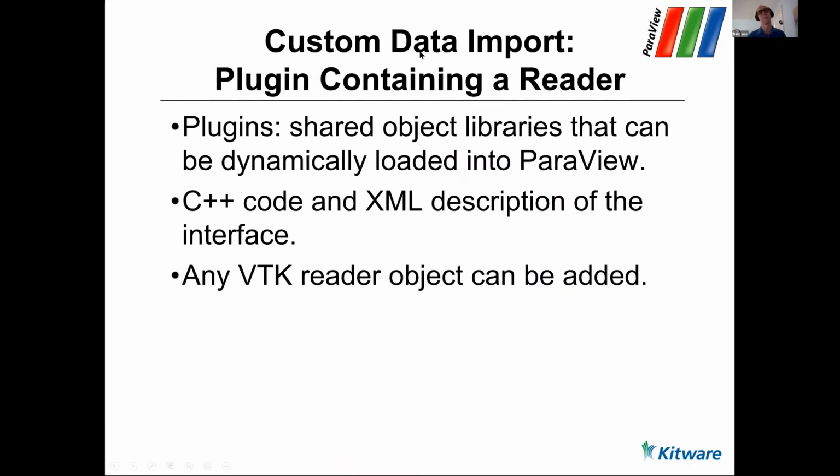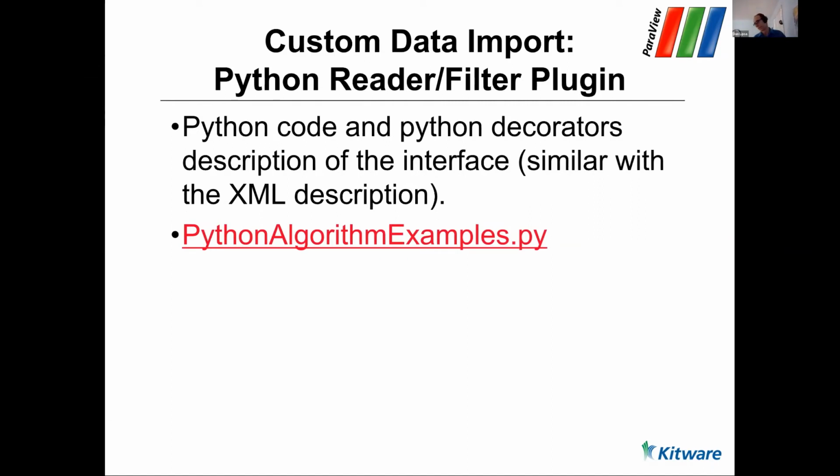And so that's one possibility to write a custom reader. You can also write a plugin that's used by ParaView without recompilation. You can write the plugin in C++, and you have to write an XML description of the interface, or you can write the plugin in Python, and you don't have to compile anything. And you can load that plugin in the binary ParaView, and it can be used as any other reader. This Python algorithm allows you to also write the description of the interface. So everything will work as a reader that's written in C++.